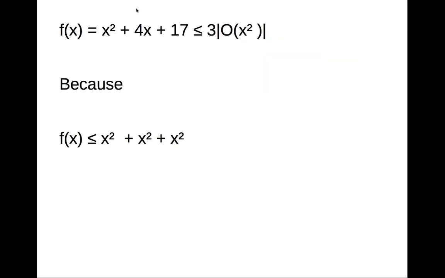So here we have f of x equals x squared plus 4x plus 17, and we know that this is less than or equal to 3 times the big O of x squared. And we know this because if we have x squared plus x squared plus x squared, it will always be greater than or equal to f of x, which is x squared plus 4x plus 17. This is because 4x plus 17 is not growing as quickly as x squared plus x squared, which are in your big O function. So you know that your big O value will in fact grow faster than your f of x value, showing that f of x is indeed bounded by x squared.